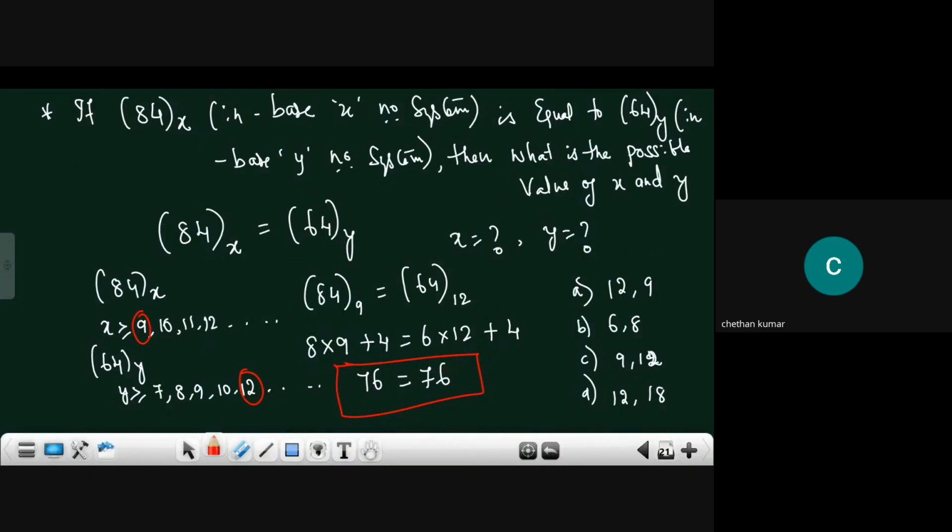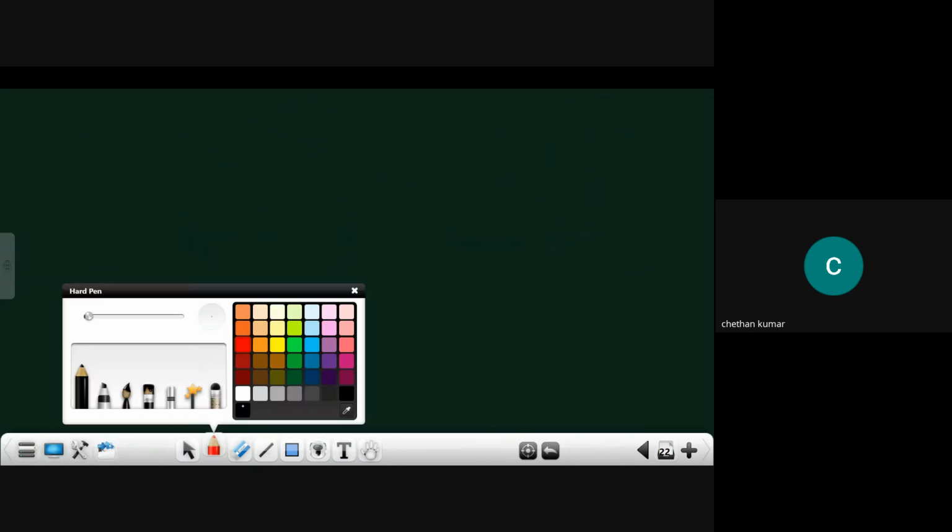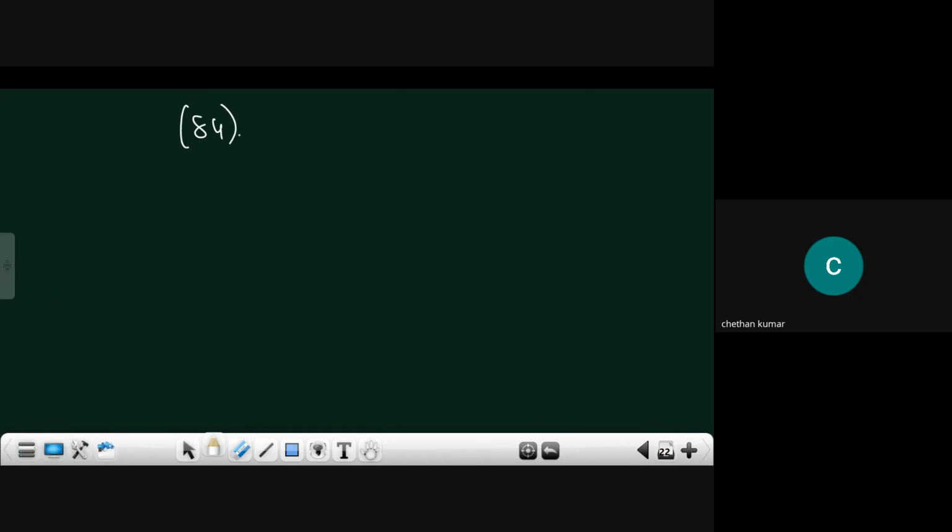One more way is you can write x square plus 4. This is what you can write: 8x plus 4. Another way, he is telling a very simple way to solve this. 84 of base x is equal to 64 of base y. This you can write as 8x plus 4, and this is 6y plus 4. You can write 8x minus 6y is equal to 0.